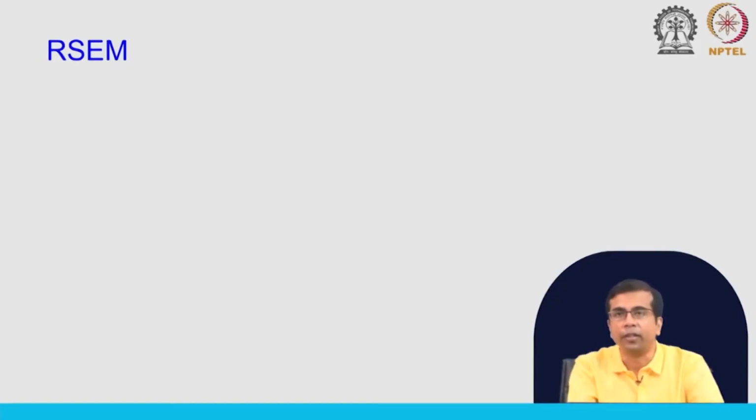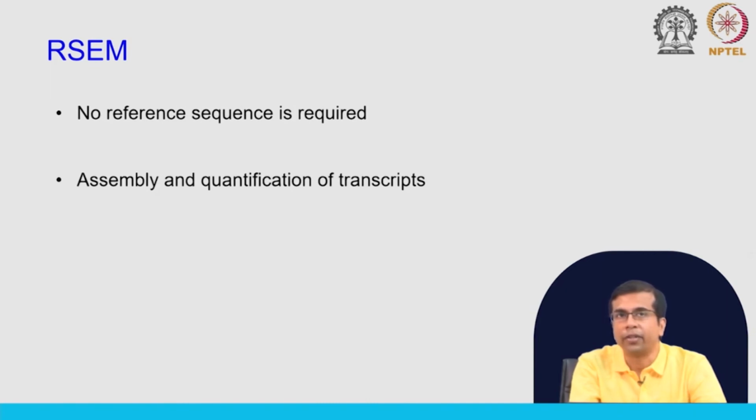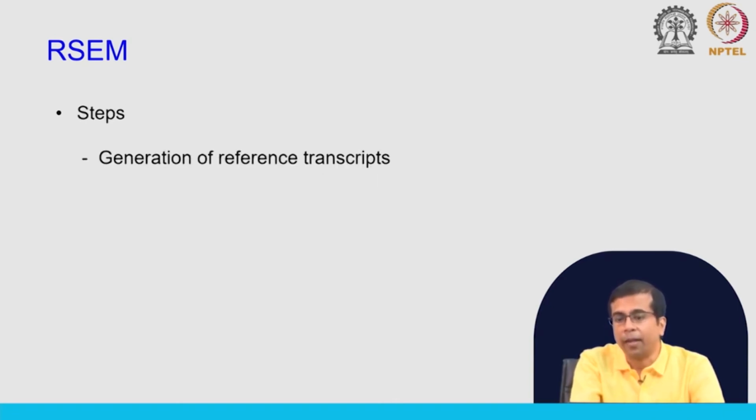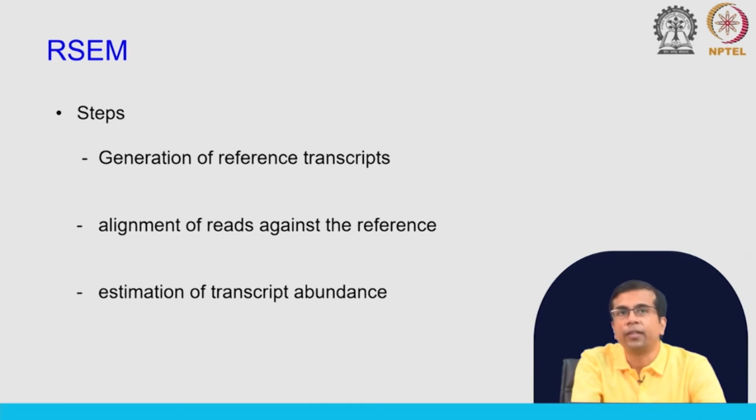One such tool is called RSEM. The full form is RNA-Seq by Expectation Maximization. This tool does not require any reference sequence, and it can assemble transcripts as well as quantify transcripts. We have discussed many such tools before. There are several steps here: first, generation of reference transcripts from the read data, then the reads are aligned against the reference, and based on this alignment you have the estimation of transcript abundance.